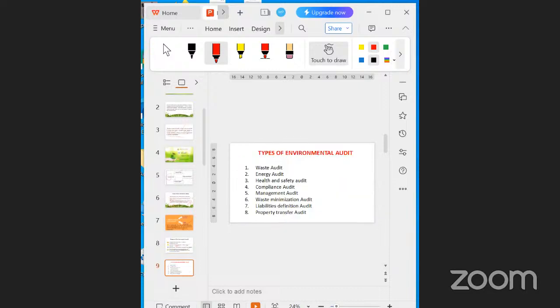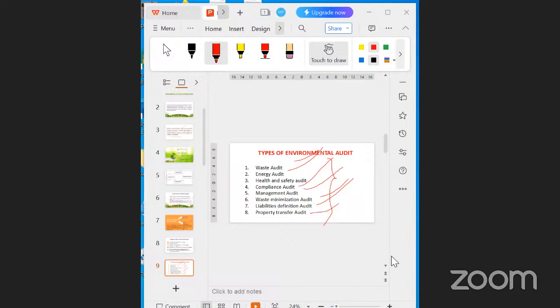Now we are going to environmental audit types. Remember this, because in your examination they are asking this one. Various types of environmental audits practiced are waste audit, energy audit, health and safety audit, compliance audit, management audit, waste minimization audit, liabilities definition audit, and property transfer audit. So these are the various types of environmental audits. Now we're going one by one.